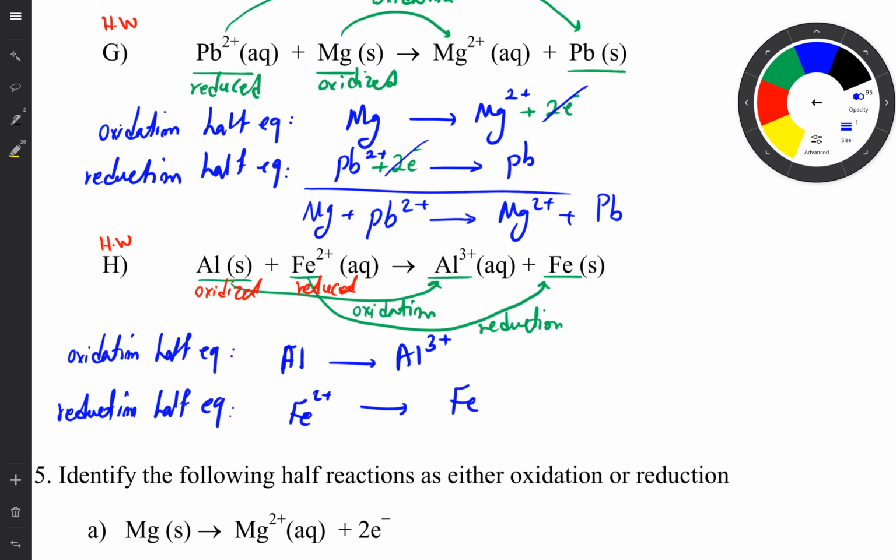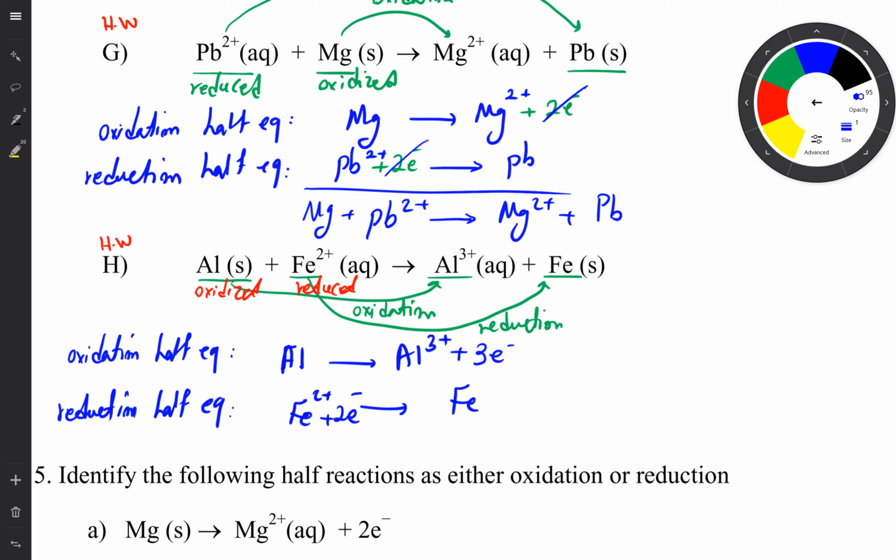For oxidation, we have one aluminum at the left, one aluminum at the right, but we need to add 3 electrons to the right side to make the charge equal. And for the reduction half equation, you have one iron at the left, one iron at the right, but you need to add 2 electrons to the left side to make the charge the same as the other side.